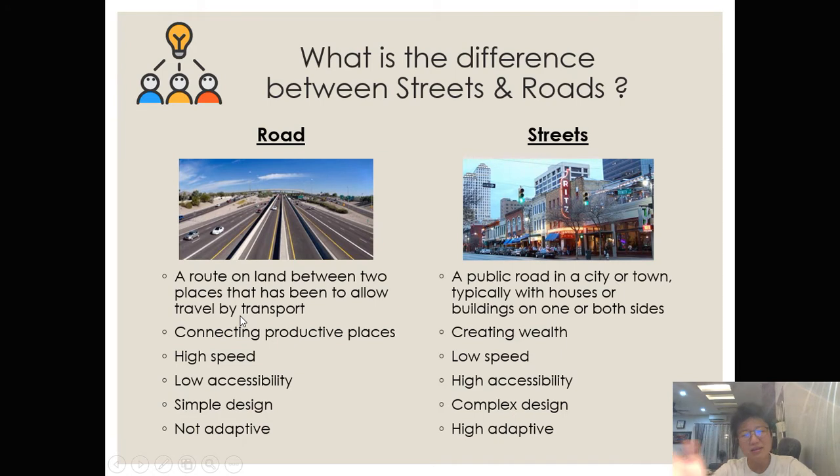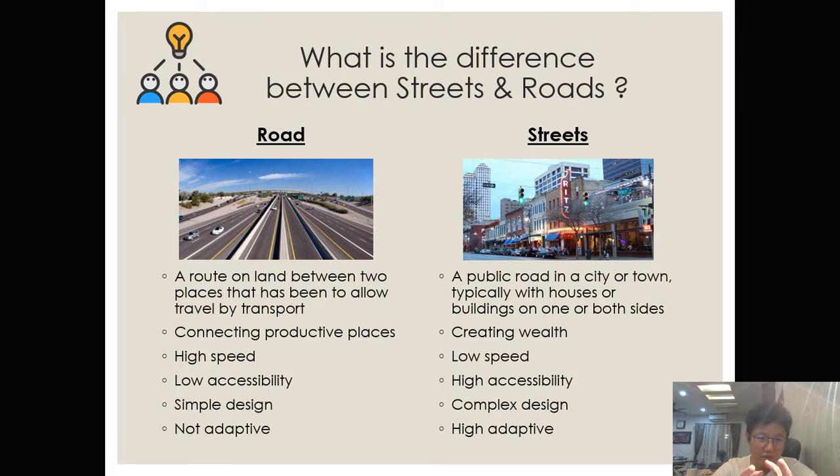Then look at the counterpart, streets. So streets is what? A public road in the city or town. There are houses and buildings, so there are commercial activities going on. There are residential areas in that place, and dah cakap economy, so pasti involves creating wealth. Usually it's not very high speed, but the accessibility is very high. You can easily get into it compared to roads, which we are referring to probably like highways and all.